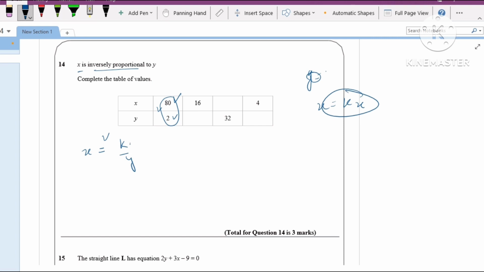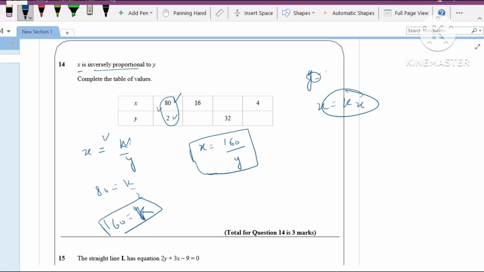So x is 80 and y is 2. So this 2 will be multiplied there. 80 times 2 is 160. So k is 160. So you will replace this k with its value. x is equal to 160 divided by y. So this is the main equation for this graph.